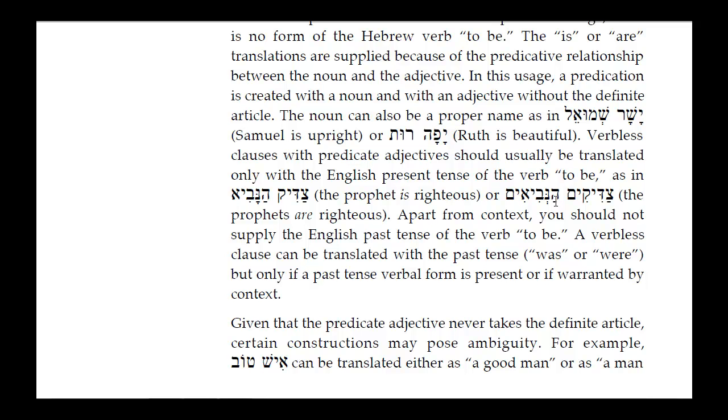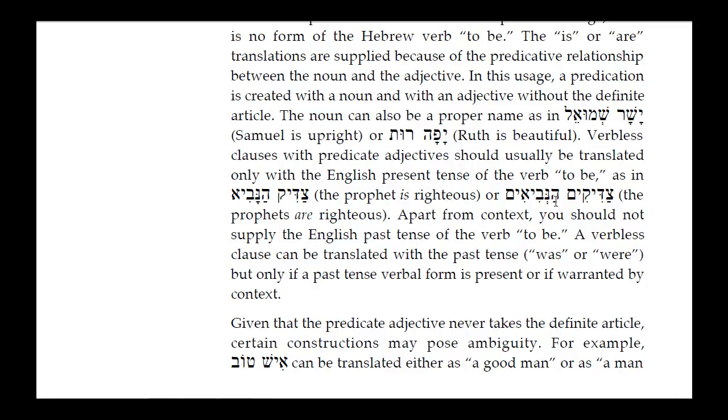Apart from context, you should supply the English present tense of the verb to be. A verbless clause can be translated with the past tense was or were, but only if the past tense verbal form is present or warranted by context. So again, a lot of the context, we'll get into that when we get into verbs later on.